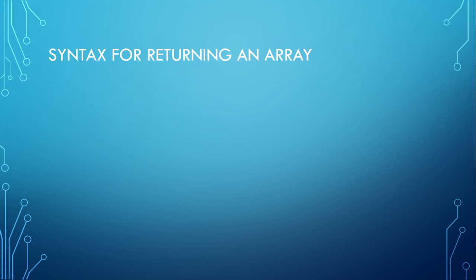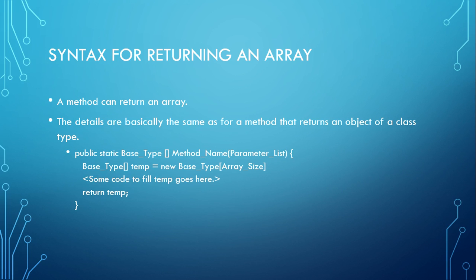So, some quick syntax on returning an array. As we mentioned, a method can return an array. The details are basically the same as for a method that returns an object of a class type. So here's just the generic version: public static base type array, method name, parameter list, some code inside. Right? That's the basic outline.